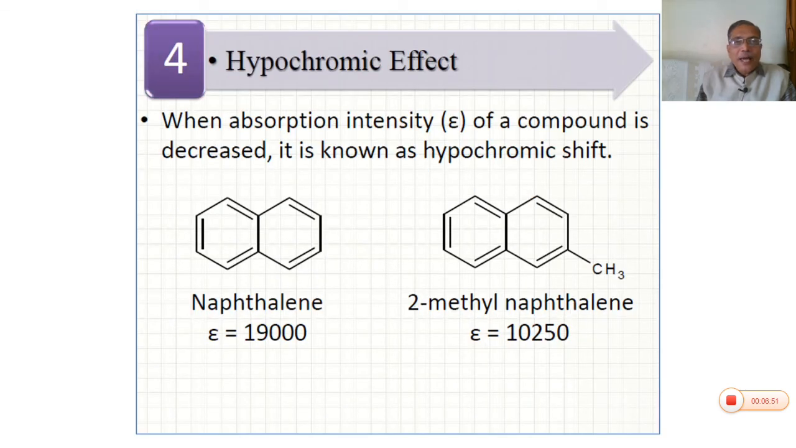Next is hypochromic. Hypo is lowering. When the absorption intensity of a compound is decreased, it is known as hypochromic shift. In case of naphthalene, we see the value is 19,000, and in case of the methyl derivative 2-methyl naphthalene, it is 10,250. So there is a decrease in intensity of absorption, a decrease in epsilon max value, so it is called hypochromic shift.